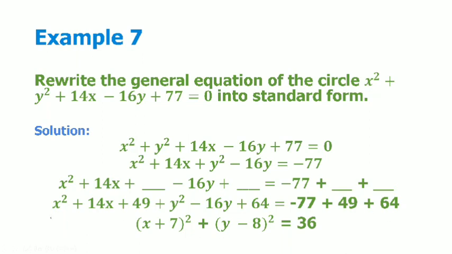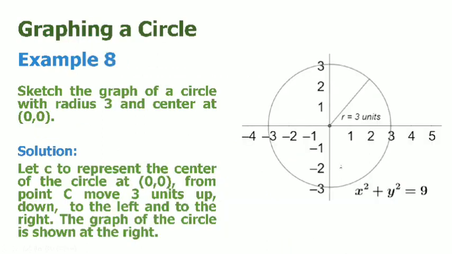And then, rewriting the perfect square trinomial into the square of a binomial, this becomes x plus 7 squared. And then y squared minus 16y plus 64 becomes y minus 8 squared equals 36. Okay, so negative 77 plus 49 plus 64 is 36. Therefore, our final equation is the quantity x plus 7 squared plus the quantity y minus 8 squared equals 36.